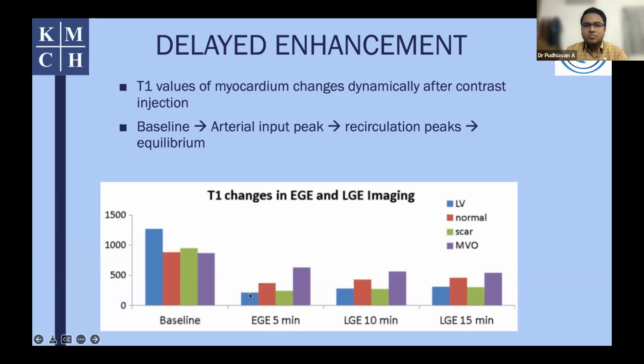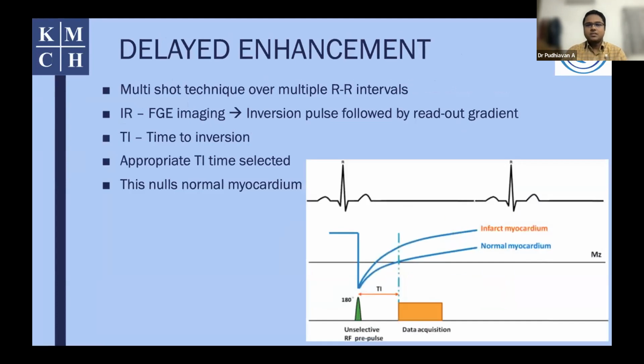So this is based on the fact that during the baseline, there is a difference in T1 values between a normal myocardium, blood, and scar. However, this difference is not that great. However, when we inject contrast, there is an arterial input peak, then the recirculation of gadolinium happens, and then equilibrium phase is reached, at which point the difference in T1 between these tissues is more pronounced. And we exploit this phenomenon using delayed enhancement sequences.